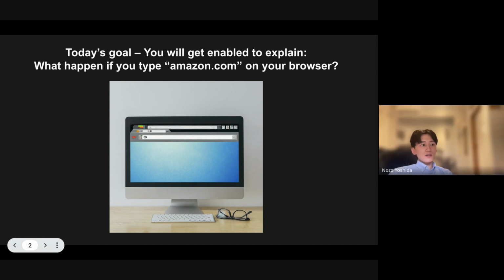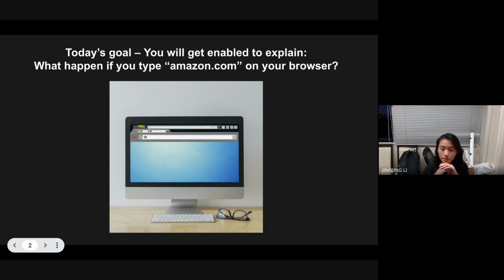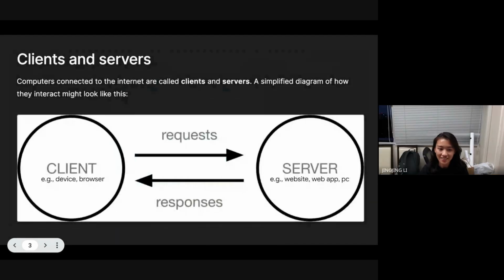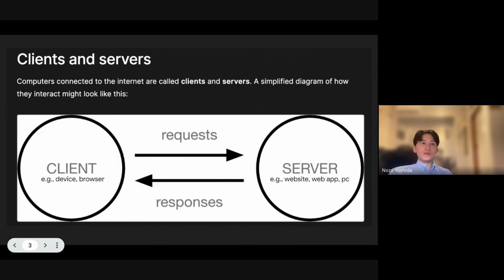I think this concept includes important thinking of the website system. If you explain this mechanism, you can deepen the understanding of the website system and internet. So today's goal is to enable you to explain what happened after typing it. Okay, interesting example.